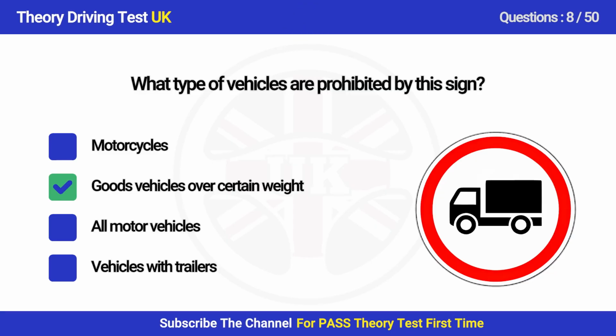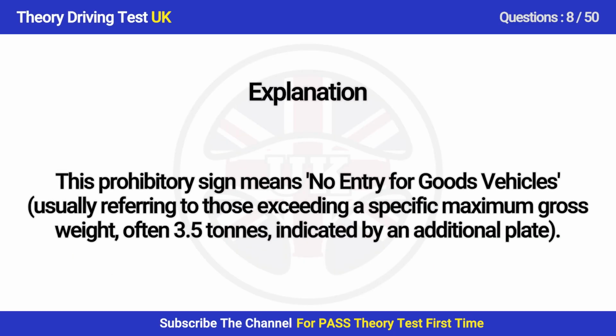Answer is B. Goods vehicles over certain weight. This prohibitory sign means no entry for goods vehicles, usually referring to those exceeding a specific maximum gross weight, often 3.5 tons, by an additional plate.